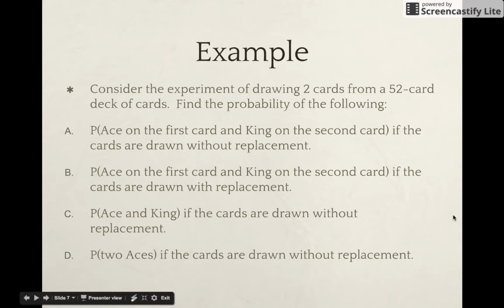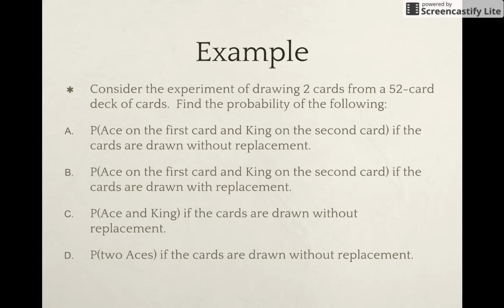Let's take a look at an example. Consider the experiment of drawing 2 cards from a 52 card deck of cards. We want to find the probability of the following. Part A: the probability of selecting an ace on the first card and a king on the second card, if the cards are drawn without replacement.